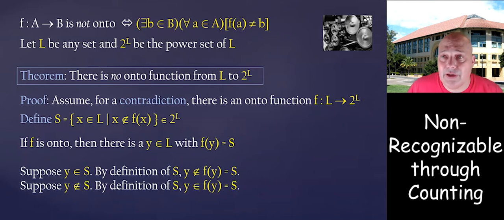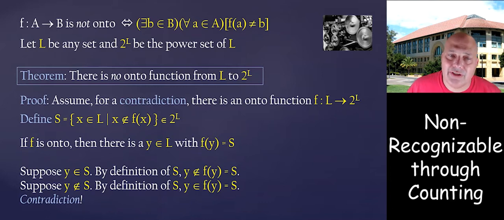So let's assume the only other possible thing. Let's suppose that y is not in S. Then by the definition of S, y is in f of y, because for every y that is not in f of y, y is in S. And so these are the only two options. y can be in S or not in S, and therefore we reach a contradiction. So this is a proof by contradiction.